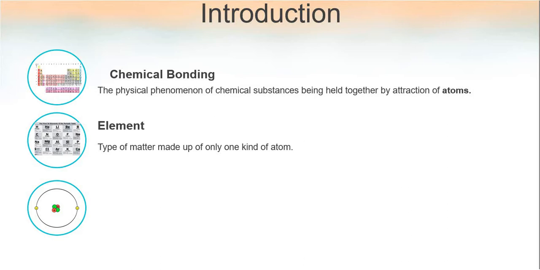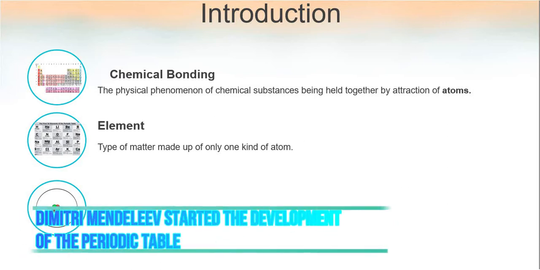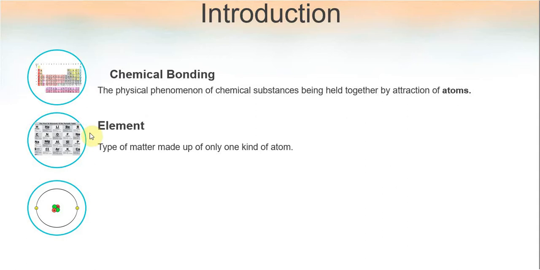Element: type of matter made up of only one kind of atom. So, narinig mo na ba yung element? Element is in fact yung nakikita natin sa periodic table of elements. That is, we have here hydrogen, helium, lithium, beryllium, boron, carbon, nitrogen, oxygen, fluorine, and so on.